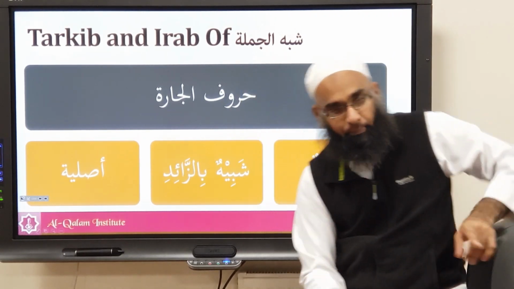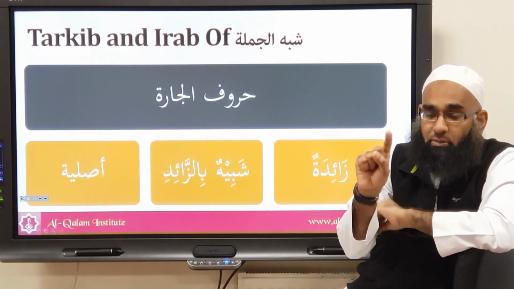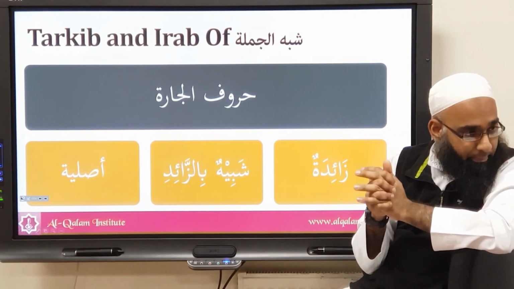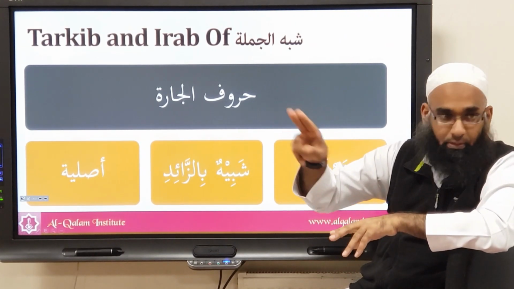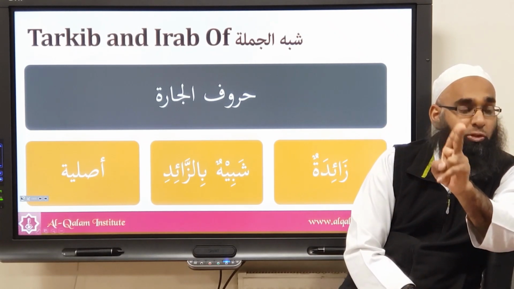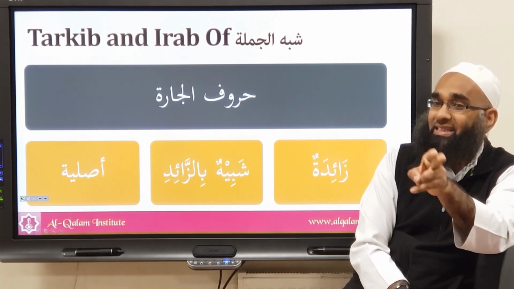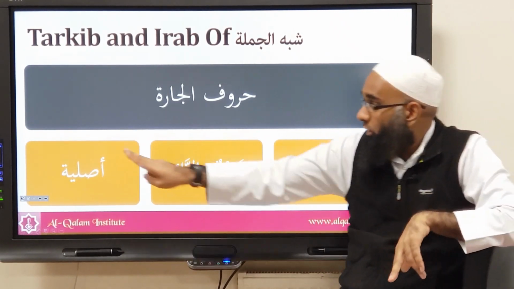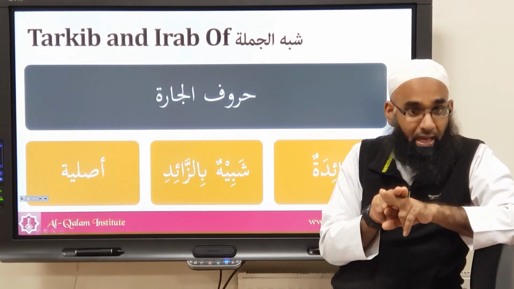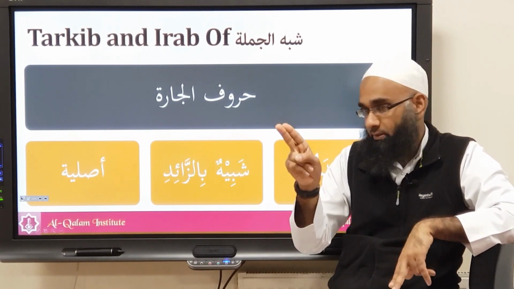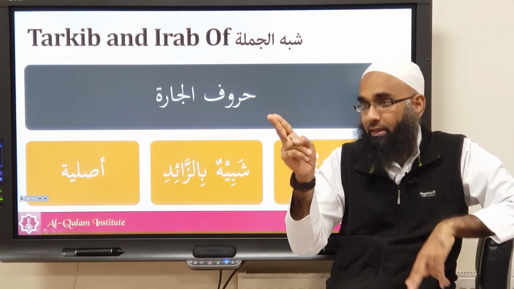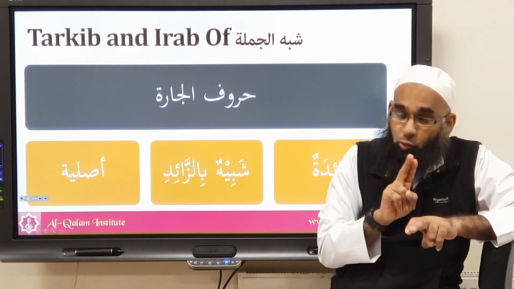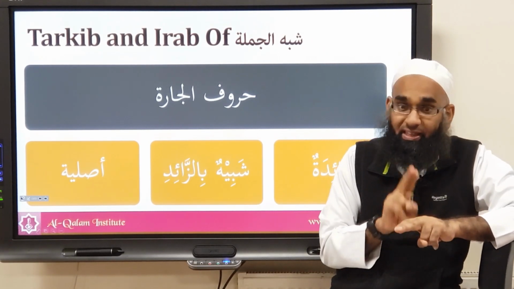There are two elements of huruf jar. One is that the jar majroor must become muta'alliq to something else. The second element is whether the jar majroor gives a new meaning, or does it just give emphasis? So two aspects. The huruf jar asliya has both aspects. It must have a muta'allaq, it becomes muta'alliq, linked to something else. And it also gives a new meaning, a fresh meaning. Fi gives a fresh meaning: in.